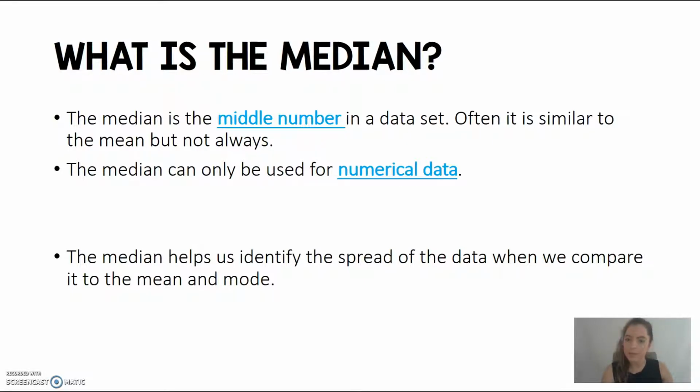We can use the median for numerical data only, and the reason for that is when we calculate the median, it must be numbers and they have to be in order. So if we were trying to use categorical data, we wouldn't be able to work it out because there is no order for categories, but there is for numbers. When we're working out the median, it helps us identify the spread of data, particularly when we compare it to both the mean and the mode.